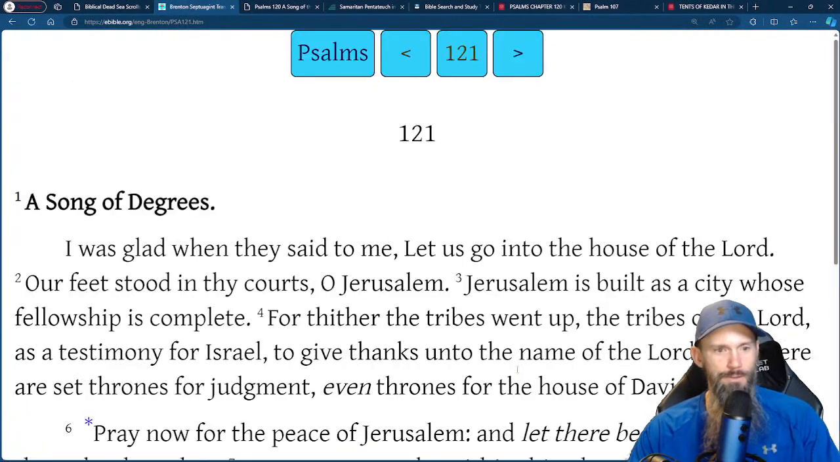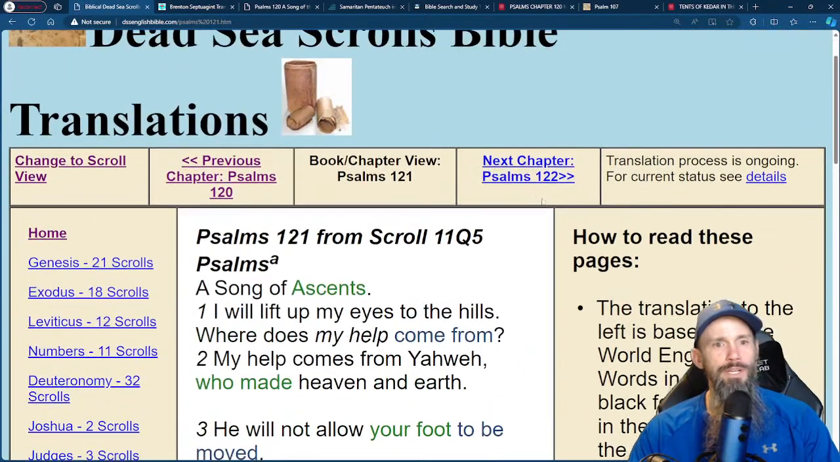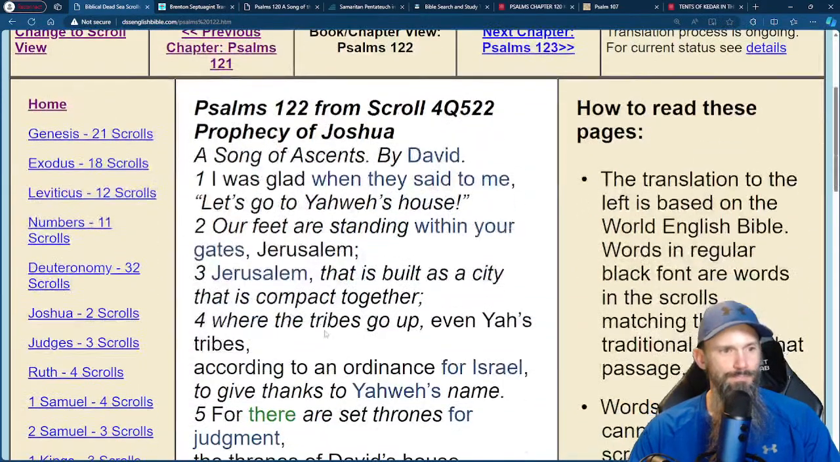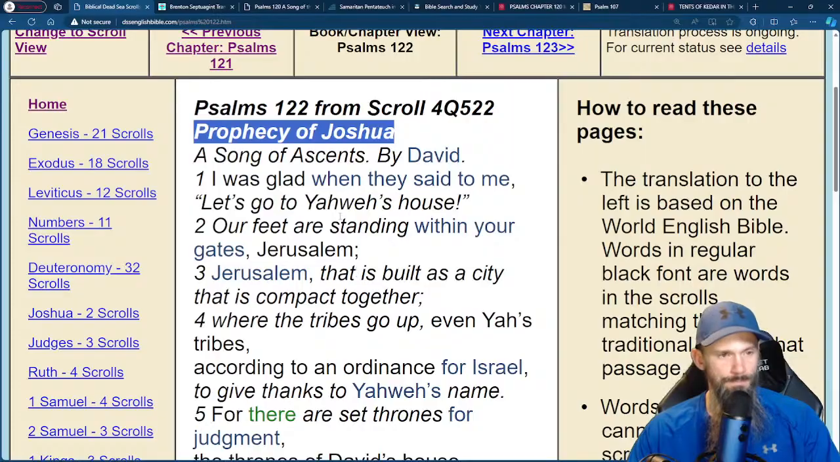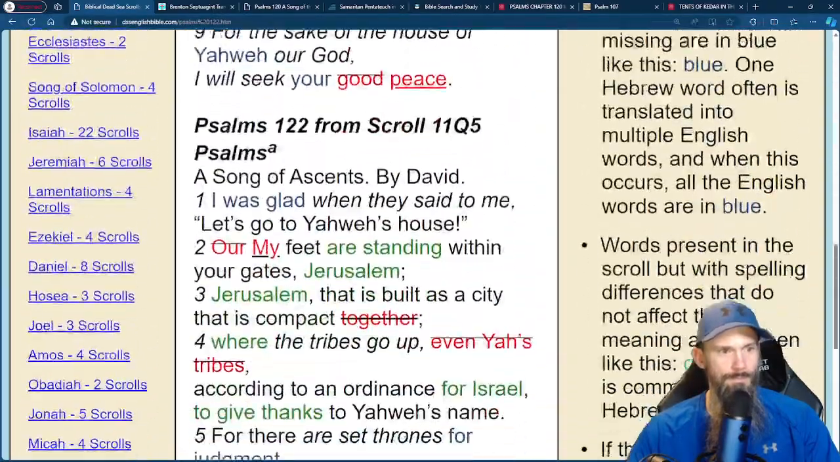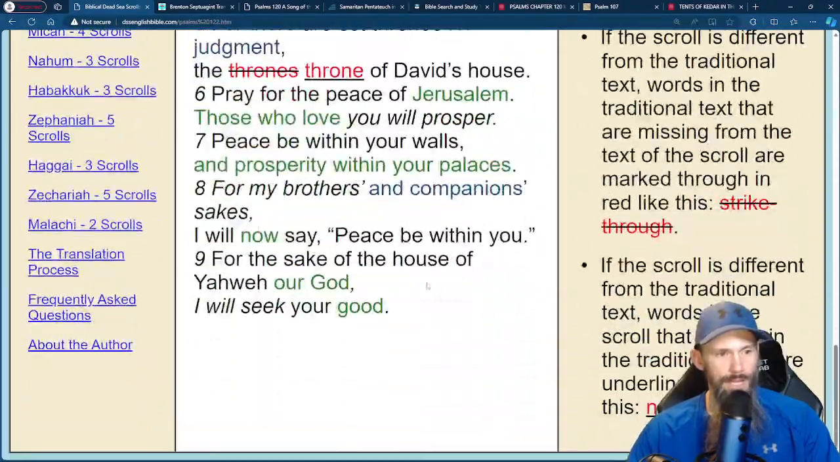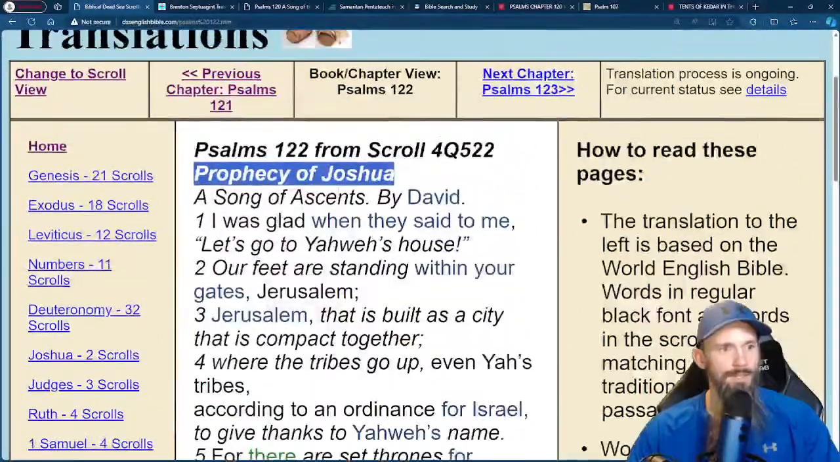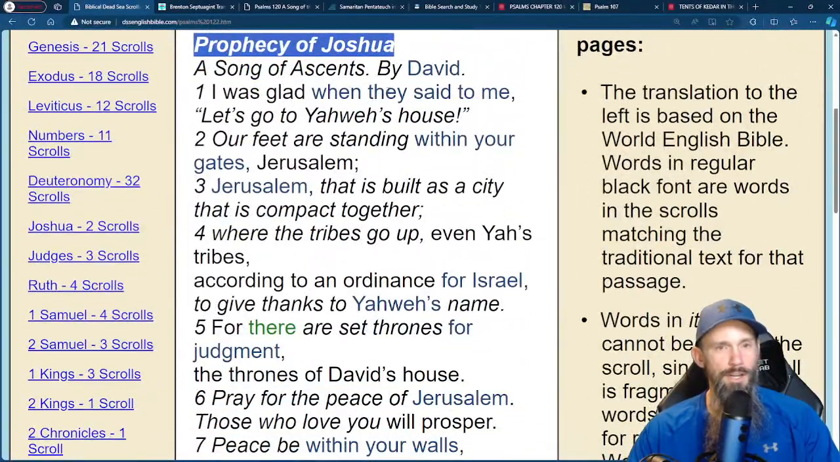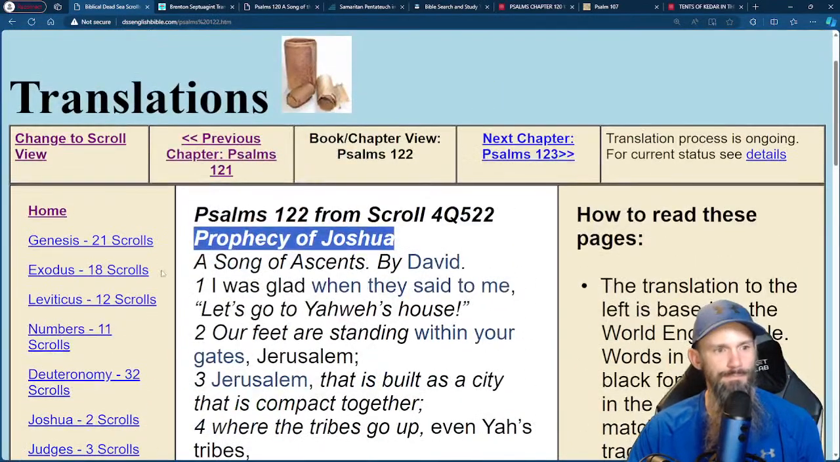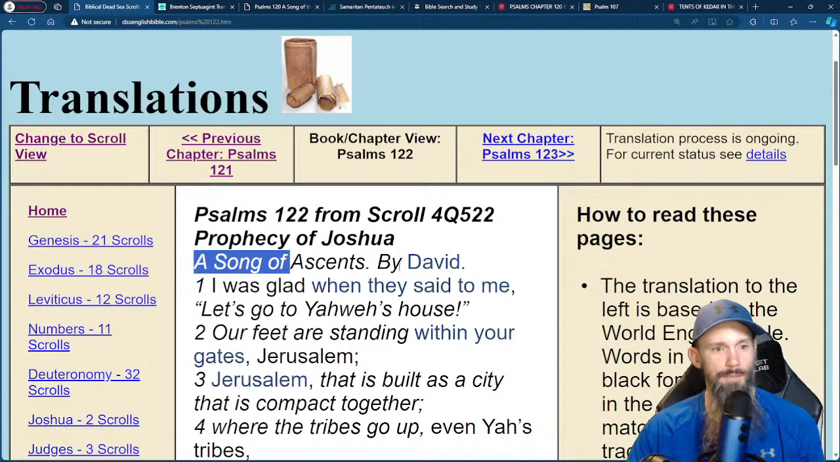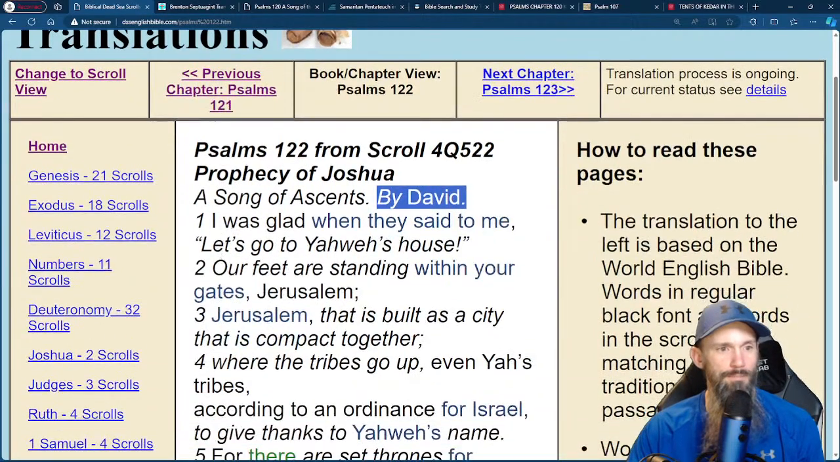Okay, last verse, 122. Psalm 122, and this says prophecy of Joshua. So that's interesting. And Psalms of Joshua were found in the Dead Sea Scrolls. So there's that. A Song of Ascents by David. Now it says by David.